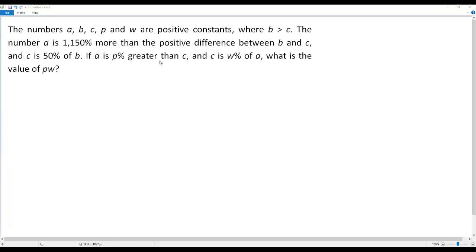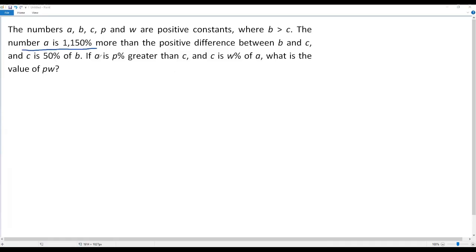The numbers A, B, C, P and W are positive constants where B is greater than C. The number A is 1150% more than the positive difference between B and C, which is 50% of B. If A is P% greater than C and C is W% of A, what is the value of P times W? Okay, now let me consider this particular information.